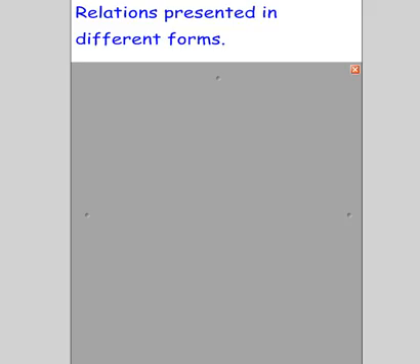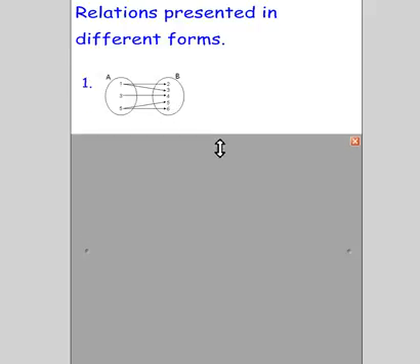Now, relations can be presented in a few different forms, so we're going to take a look at some of the forms that they can be presented in. That way, when you go to your independent work, you'll know that not only the forms I'm about to show you, but they may be presented in some different forms. So let's take a look at those. Take a look at the first one.